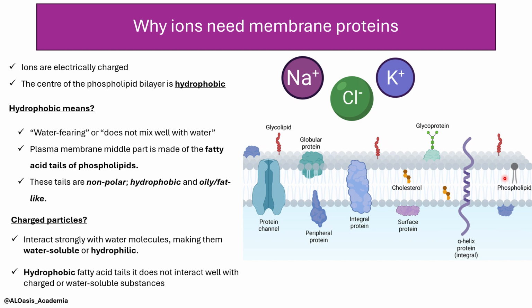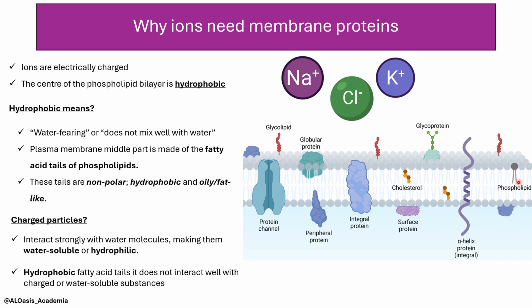So whenever these ions want to move across the cell membrane, their entrance will be rejected by the fatty acid tails, which are hydrophobic. They do not mix well with the ions and with any water soluble molecules, so they will reject their entrance. And also they will reject their exit. So if these ions are inside the cell, they cannot just move outside of the cell through the plasma membrane or through the phospholipid bilayer.